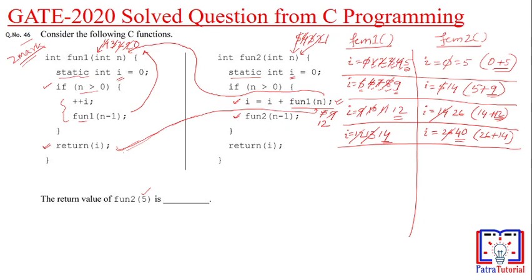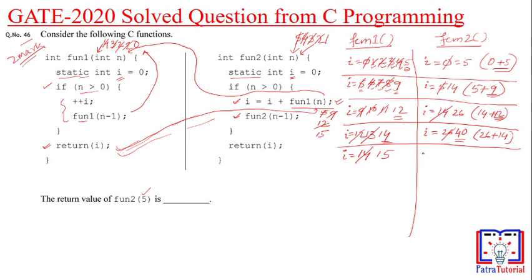So if I am calling function 1 by passing 1 as a parameter, then 1 time the I value will be incremented here, right? So right now the I value is 14, so it becomes 15, and it will return 15 to this function, right? So 15 will be coming here, and this will be added to the current value of I in function 2.